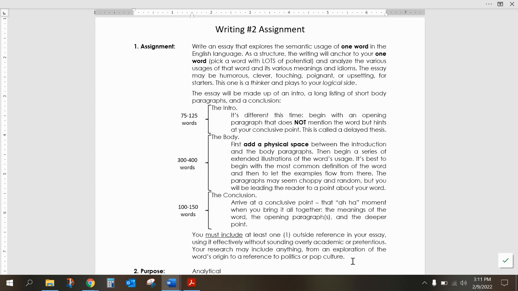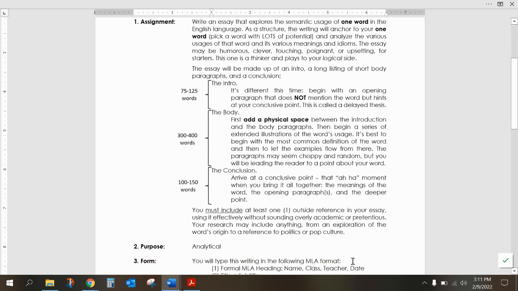And so an outside source can be anything. It could be a reference to politics, to pop culture. It could be a poem. It could be a song lyric. It could be something from history, but it shows a little bit more about you in that you chose that as a way of kind of referring back or using it with your word. You want to make sure that whatever you do bring in relates directly to your word and it's actually a usage of your word as opposed to an example that is not really using your word at all directly in it. All right, so be careful of that.